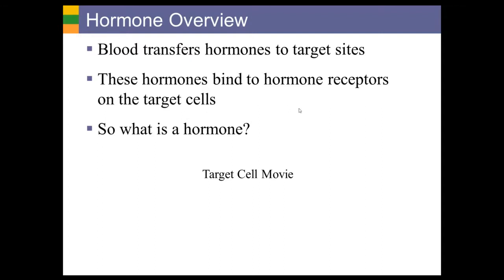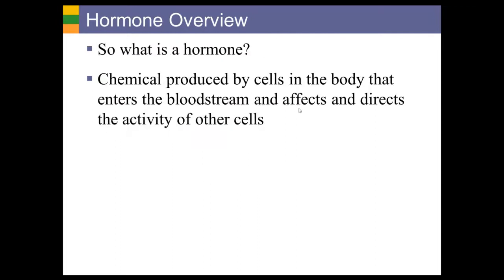However, if a cell doesn't have receptors for that hormone, the hormone doesn't have an impact on that cell. Just like you may have a key, but your key does not fit the locks on my door to my house, so it won't allow you into my house. However, it does fit the keyhole to your house. Okay, so in that way, your house would be like the target cell for your key. So that's the functional definition of a hormone. It's a chemical produced by cells in the body that enters the bloodstream and affects and directs the activity of other cells.